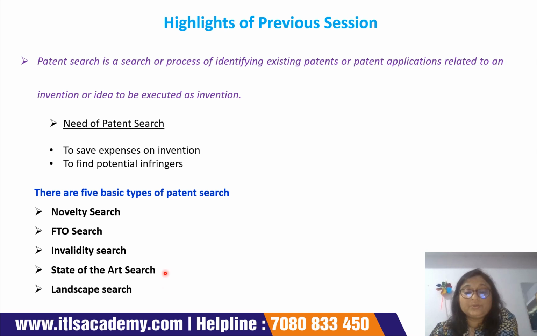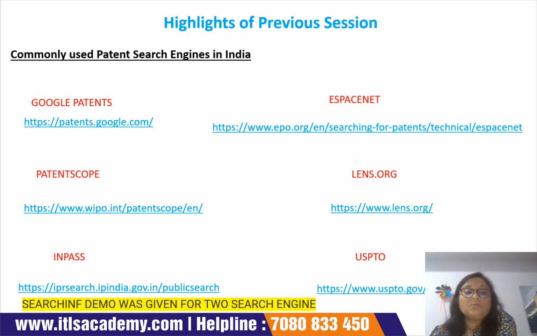Here I am not going to explain all the searches in detail because we have already discussed them. If you want to know in more detail, you can comment on the given link. Now, what are the commonly used patent search engines? Obviously, if you are doing a patent search, you will go through patent search engines. Just as you go through the Google search engine to search anything on the internet, for patent search too there are various patent search engines.